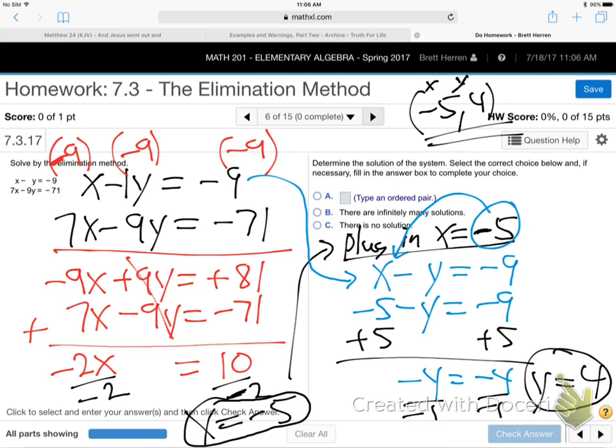How are we doing? They're going to make it a little messier. Are we good to there? Is this making sense? It's all about making the y's become opposites. Same number, one positive, one negative. Okay, if I move on.